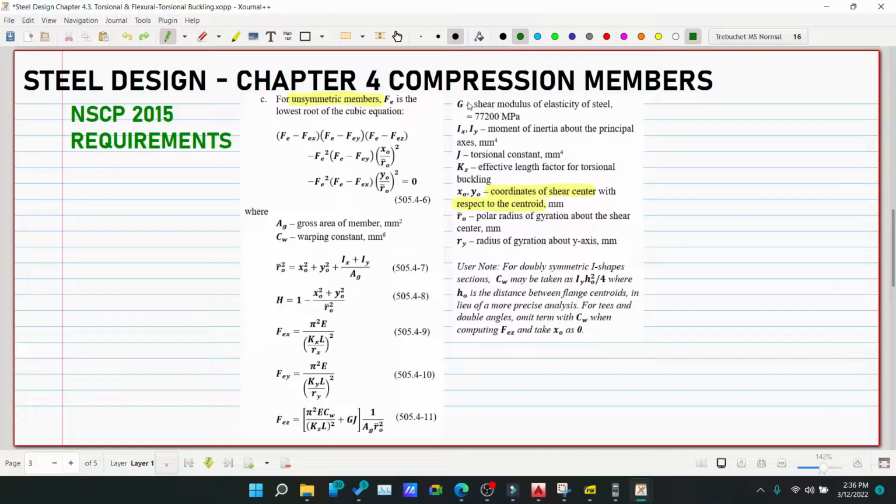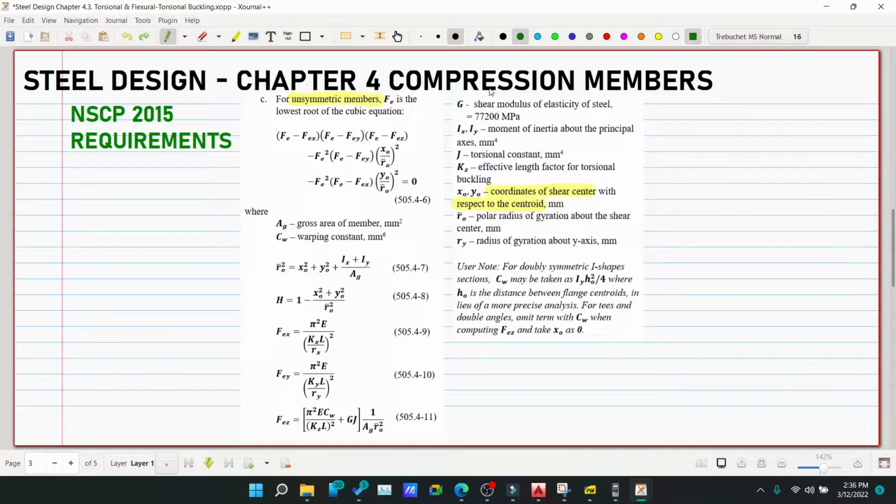Na kung saan yung ating G is the shear modulus of elasticity of steel. So, bakit nagkaroon tayo dito ng shear modulus? Kasi meron tayong torsion. Okay? Kung babalikan ninyo ang ating strength of materials under sa chapter 3, torsion, yung torsion kasi is nakikreate ng shear stress sa ating cross-sectional area. So, since meron tayo ditong shear stress, so kailangan natin gamitan ng shear modulus of elasticity of steel. Or any type of material.